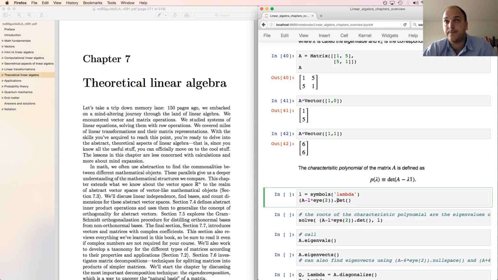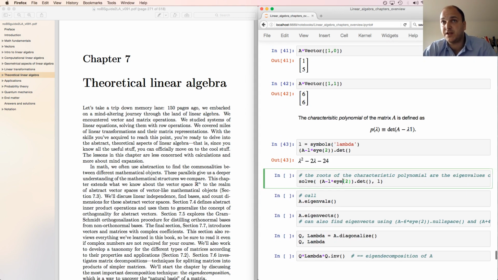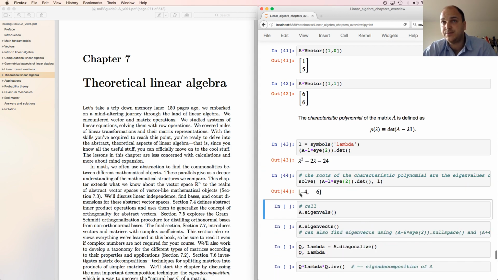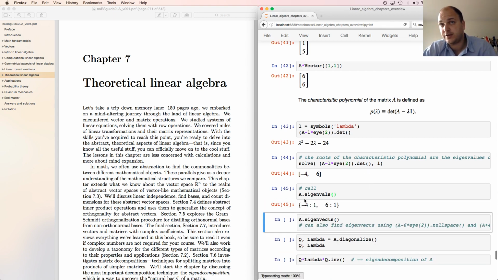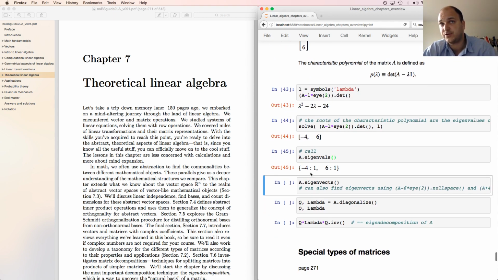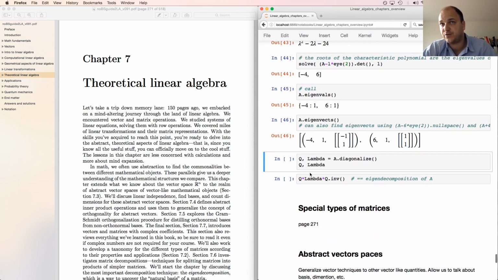You cannot just guess the eigenvectors. There's this specific technique. So first you have to find the eigenvalues, which is done with this determinant calculation. Or you can just call the matrix has an eigenvalue. So this says -4 is an eigenvalue with multiplicity 1. You can also find the eigenvectors. So you see this is the eigenvector with eigenvalue 6, and -1, 1 is an eigenvector with eigenvalue -4.